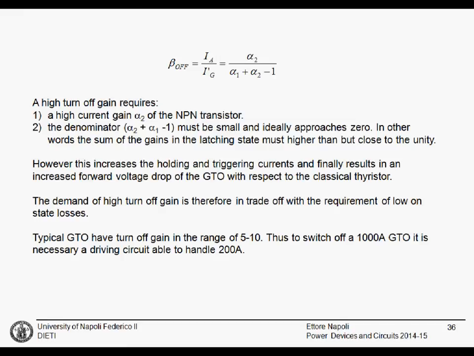If we are close to the turnover point, this means that we are increasing the holding and triggering current. It becomes difficult to trigger the device, and when the device is on, it always wants to switch off. We are at the edge of the latching state. And this also means that we are increasing the forward voltage drop of the GTO with respect to the classical thyristor, and this is expected.